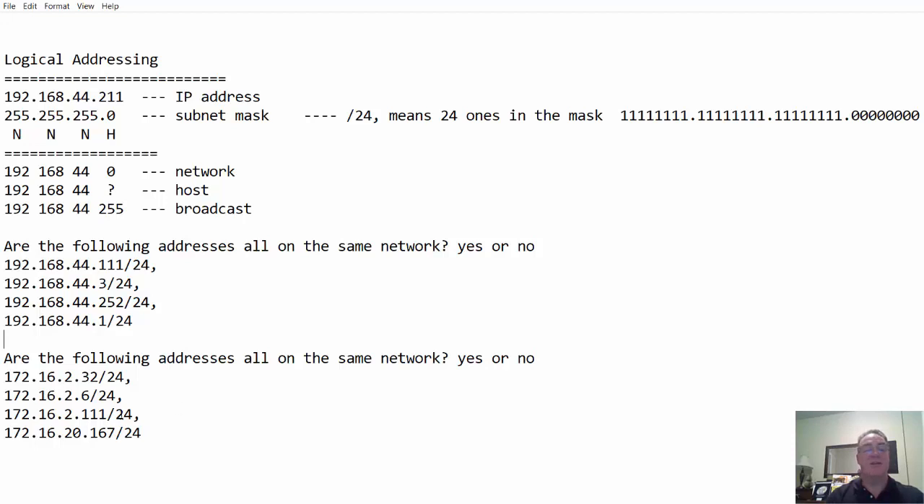But compare that to down here. Are the following addresses all in the same network? Yes or no? We've got 172.16.2, 172.16.2, 172.16.2, and 172.16.20. Uh-oh. This address is on a different network from these three here. So are the following addresses all in the same network? Yes or no? The answer would be no. Notice they all have /24 subnet masks.